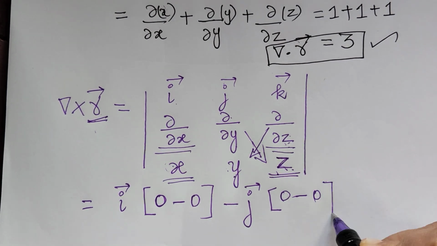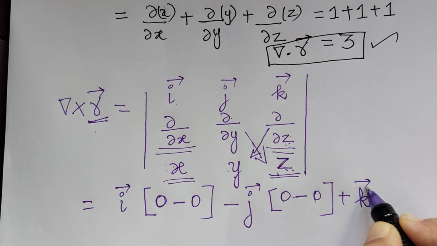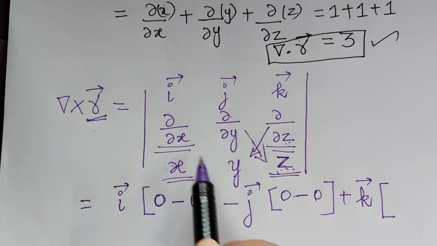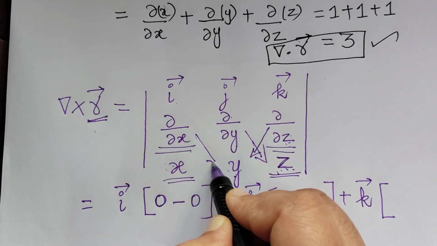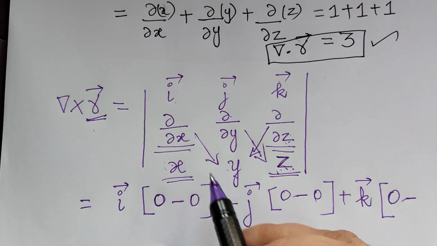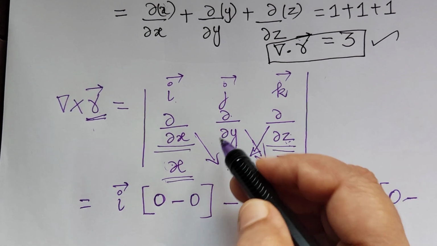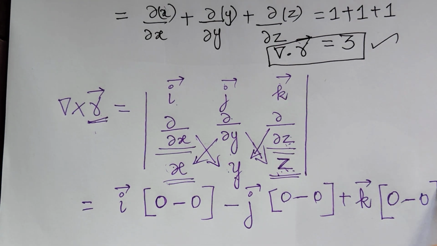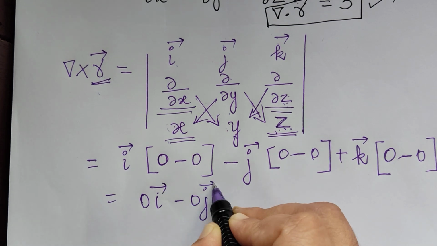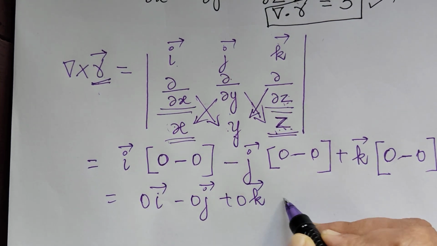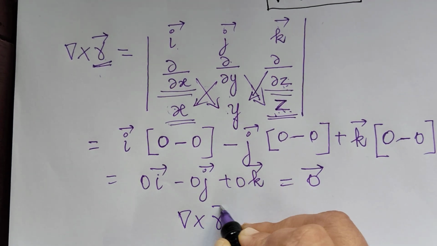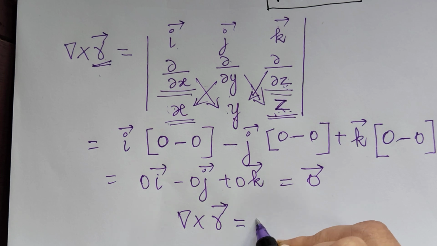Again it gives us a constant, plus k vector multiplied with, now here block this column, block this row, dou by dou x of y. So y is partially differentiated with respect to the variable x, so it will be 0. Minus dou by dou y of x. Again this also becomes 0. So therefore we get this to be equal to 0 i vector minus 0 j vector plus 0 k vector, which gives us 0 vector. Therefore we have proved that nabla cross r vector, that is the curl of r vector, is equal to 0.